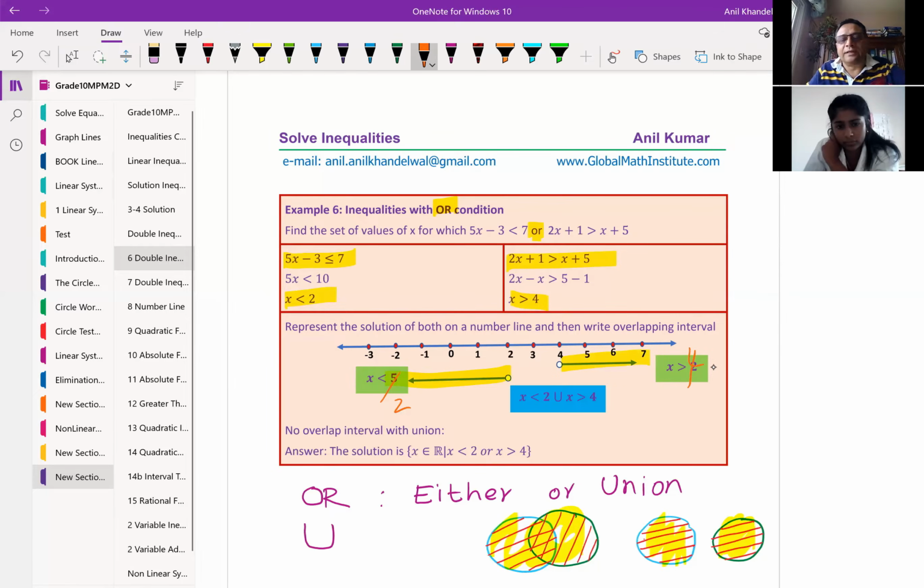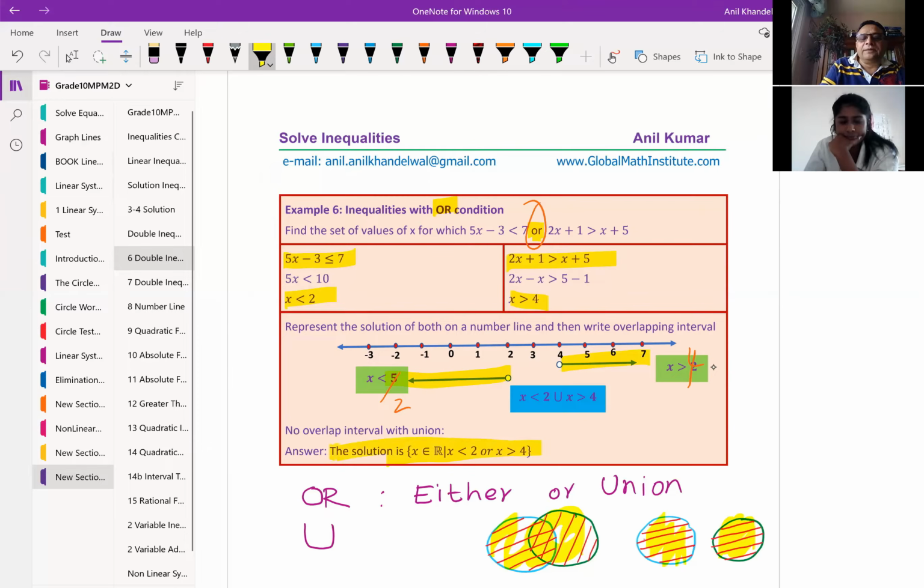So those are the two intervals which are true, one for one inequality, the other one for the other. Now, since the condition is OR, you have to include both into your solution, correct? So do you note this?